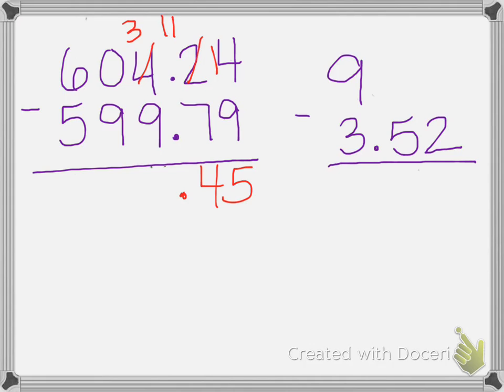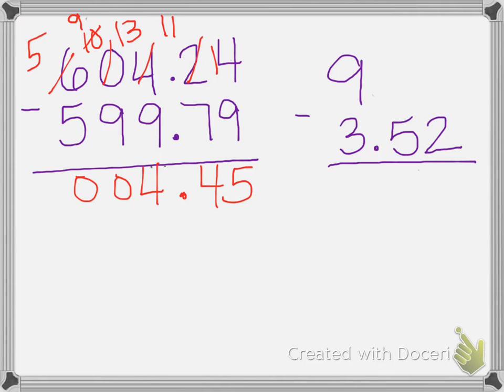We have to line our decimal points. 3 minus 9 we can't do, so we have to borrow from the 0. Since we can't borrow from the 0, we have to go to the 5, or the 6, which becomes a 5. The 0 becomes a 10, and then we have to borrow 1 from it. So 3 becomes 13. 13 minus 9 is 4. 9 minus 9 is 0. 5 minus 5 is 0. So our answer is 4 45/100ths.